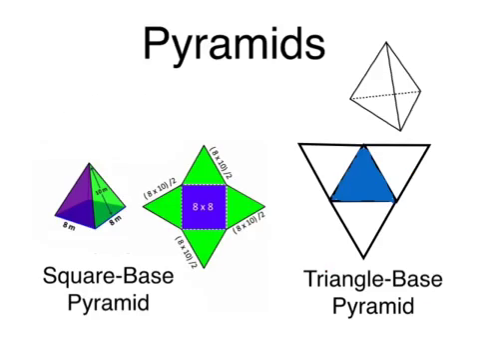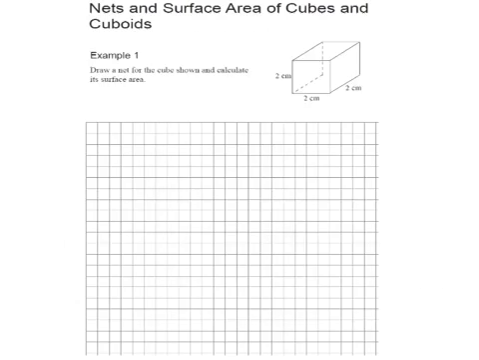And the two types of pyramids we're going to talk about are a square base pyramid and a triangle base pyramid. As you can see, the square base pyramid has a square at the bottom and then 4 triangles that attach to it, and this is what it forms. Here's the net, and this is what the solid looks like. And over here, a triangle base pyramid has a triangle for the base and then triangles for the sides. And here's what it looks like with the net, and here's what it looks like as a solid.